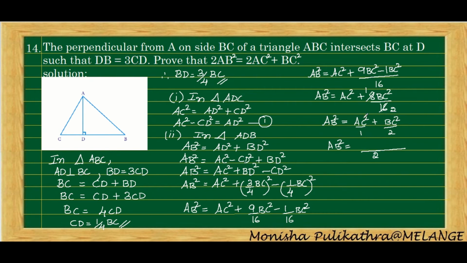So 1 2s are 2. 2 into AC square is 2AC square plus BC square. In the next step we will cross multiply it. So 2 into AB square is 2AB square is equal to 2AC square plus BC square. So whatever they have asked to prove, we have proved it now. Do it step by step, you will get it clearly. So 2AB square is equal to 2AC square plus BC square. Then write down hence proved.